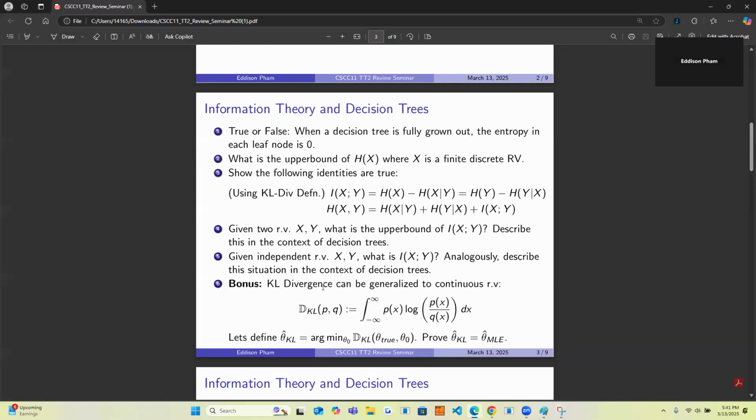For the next question, given random variables X and Y, remember they're independent. What is the mutual information of X and Y? Remember, it all comes back to this identity right here. If X and Y are independent and you have the entropy of X given Y, Y doesn't really tell you anything about X. So it's just, yes, exactly, it's just zero. And can you describe to me what this means in the context of decision trees?